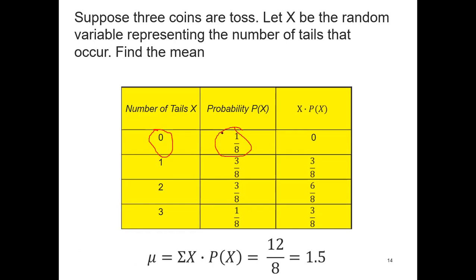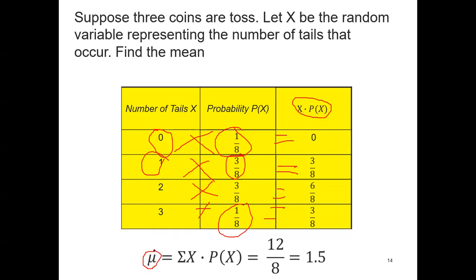0 multiplied to 1 over 8 is equal to 0. Next is 1 multiplied to 3 over 8 is equal to 3 over 8. 2 times 3 over 8 is equal to 6 over 8, and 3 multiplied to 1 over 8 is equal to 3 over 8. So next, since we already solved the values of x times p of x, the next step is you're going to find the mean.